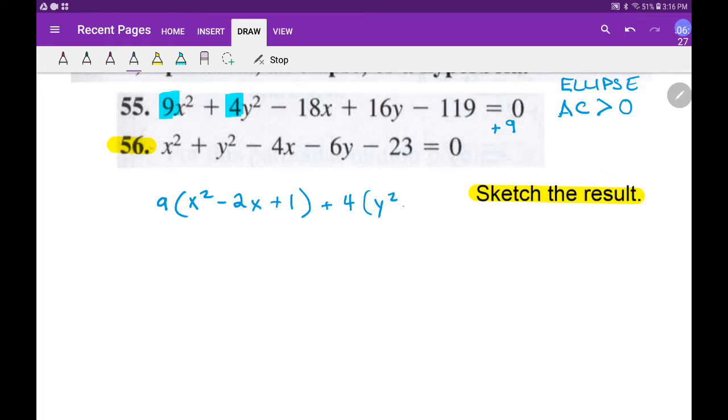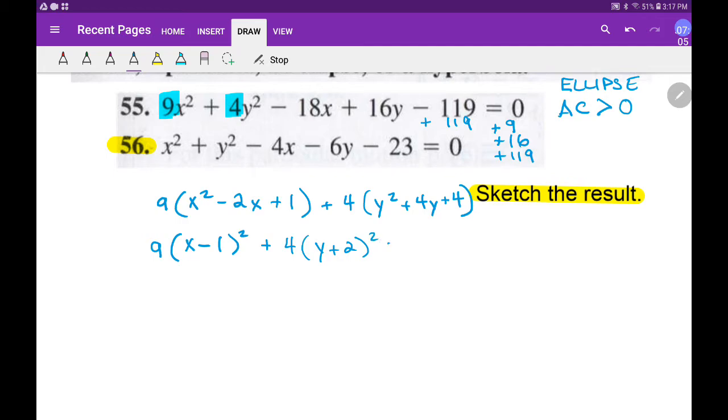I factor out the 4 from 16, I get 4y. And I'm going to say that half of 4 squared is 2, so I'm going to just put the 4 in there. And I'm going to add 16, because I just added 16 over here. In addition, I'm also going to add 119 over here. So 119 plus 25, that doesn't seem very nice. Anyway, in the meantime, I have x minus 1, because that minus right there, x minus 1 squared, plus 4 times y plus 2 squared.